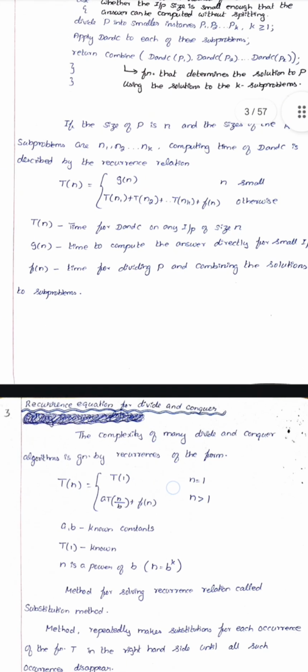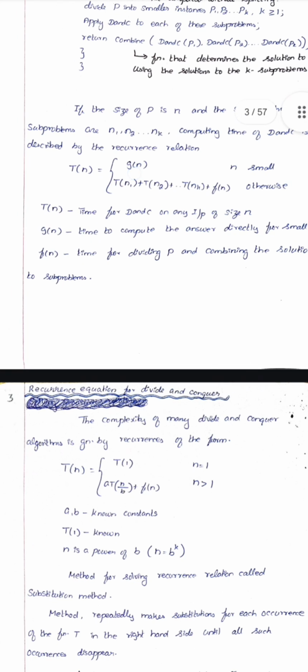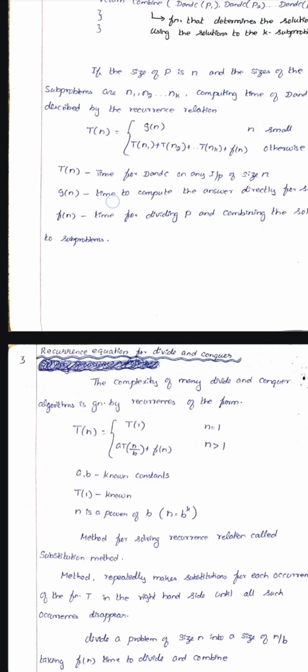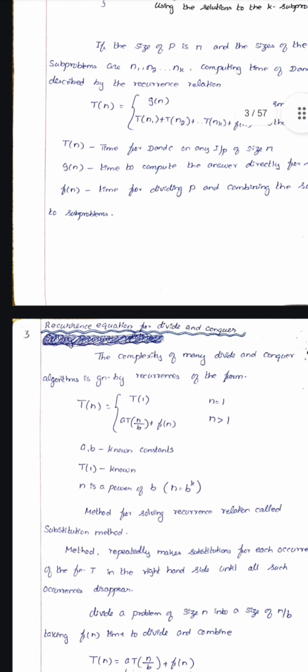If the size of P is n, the sizes of the k subproblems are n1, n2, ..., nk. The computing time of DAndC is described by the recurrence relation: T(n) = g(n) if n is small, otherwise T(n1) + T(n2) + ... + T(nk) + f(n). T(n) is the time for DAndC on any input of size n. g(n) is the time to compute the answer directly for small inputs. f(n) is the time for dividing P and combining the solutions to the subproblems.